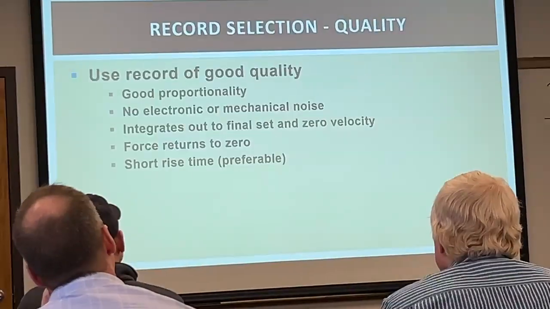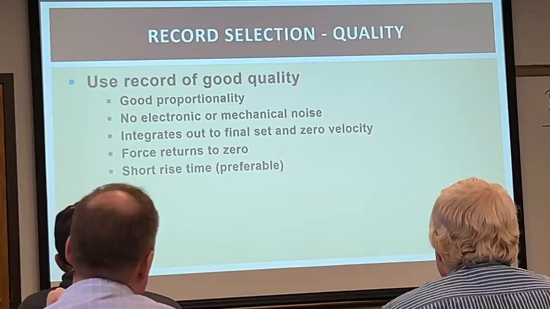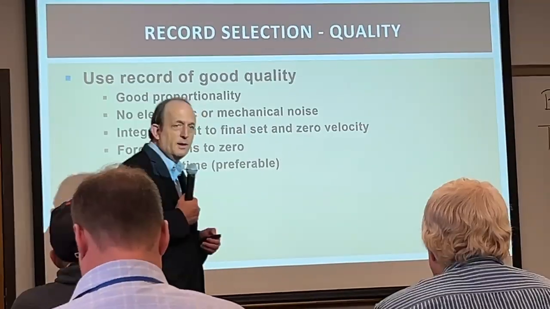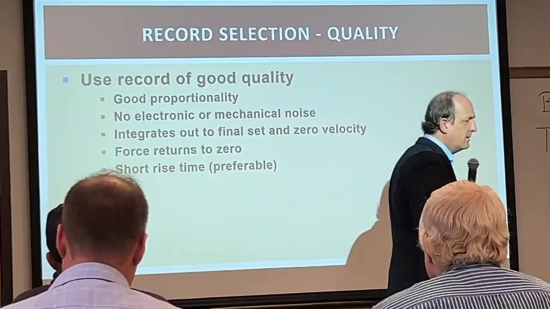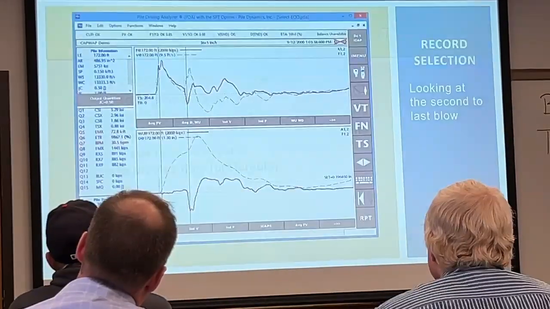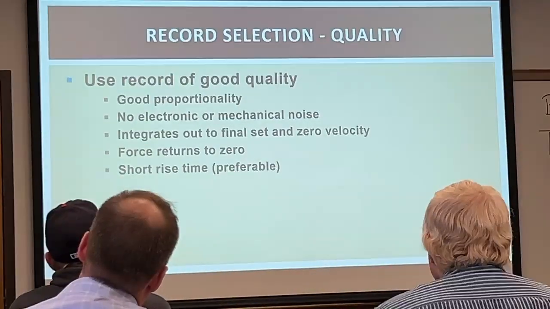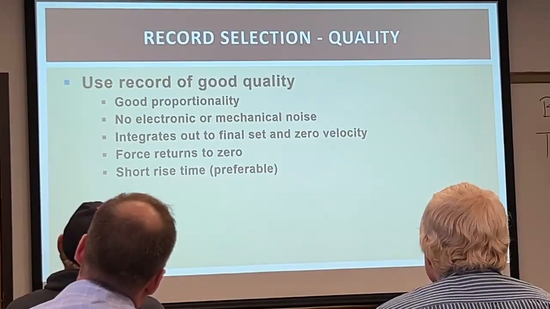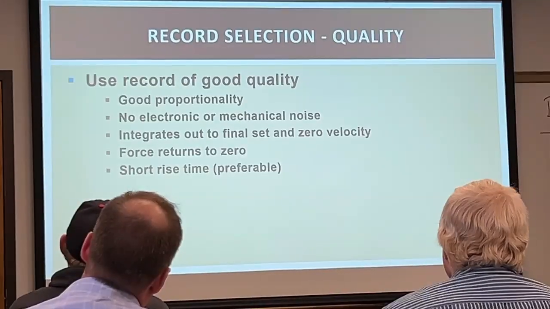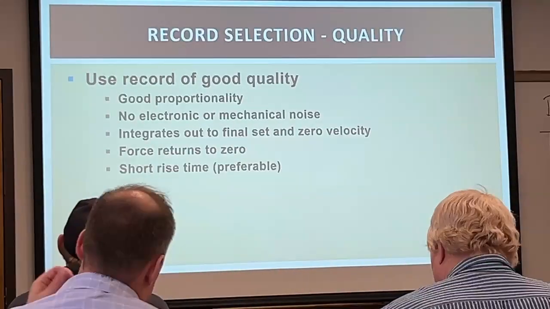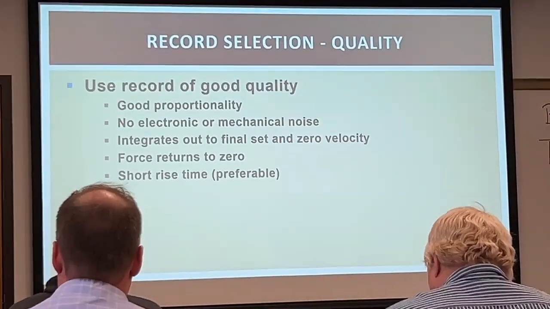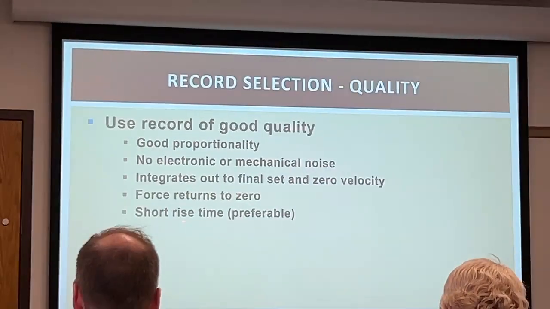So how do we pick a record? Going back to that question. We want a record of good quality. That means good proportionality. That means no electronic or mechanical noise. We want it to integrate out to a final set or a zero velocity. We want our force to go back to zero, so we're not plastically deforming anything. And if we can get it, we want a short rise time.